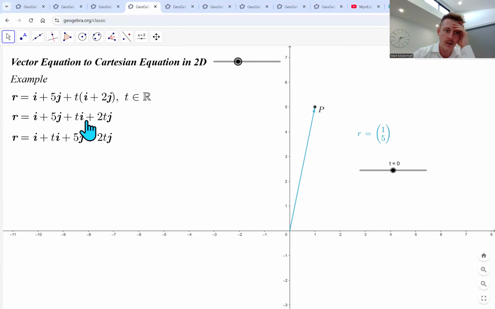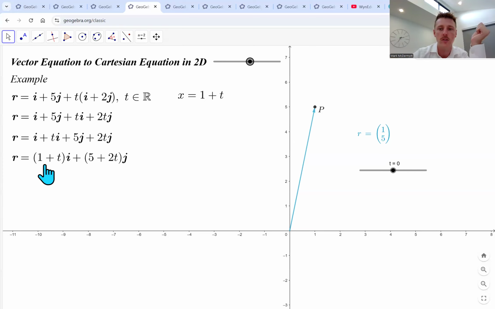Just putting this Ti term over to the left just to group things. And then we just want to take i out as a factor. So you get (1 plus t)i plus (5 plus 2t)j. And then what we want to say is, this is the x component. In Cartesian form, this corresponds to how much you're moving left and right. So we're going to say that x equals 1 plus t.